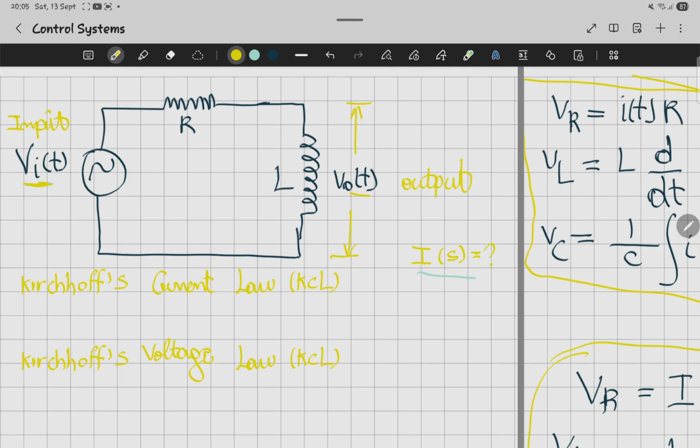Okay, so in this situation, what do you do first? We need first to analyze the circuit using Kirchhoff's law. We do have a Kirchhoff law for current and Kirchhoff law for voltage. Okay, so the input voltage, the one that you see here, will be equal to the sum of the components that we find in the circuit. So it's going to be VR plus VL.